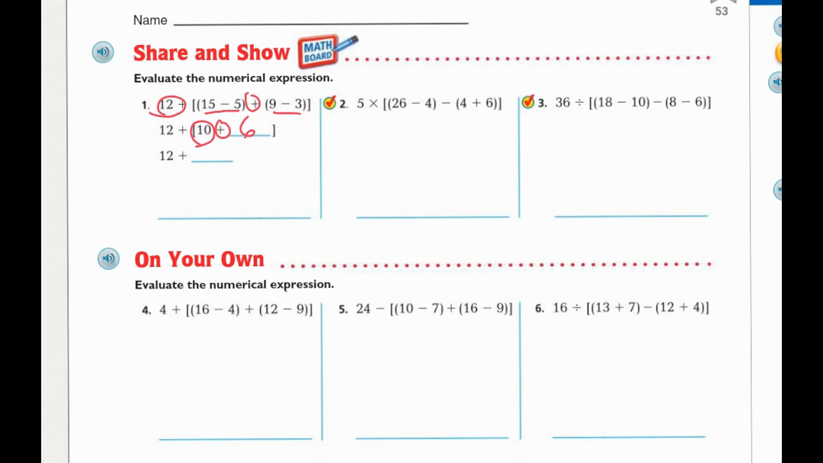So now inside my bracket, I have 10 plus 6. So I need to do that next. 10 plus 6 is 16. And again, they brought down my 12 plus 6. So now I have 12 plus 16, which is 28.